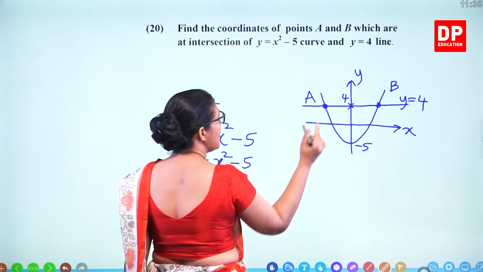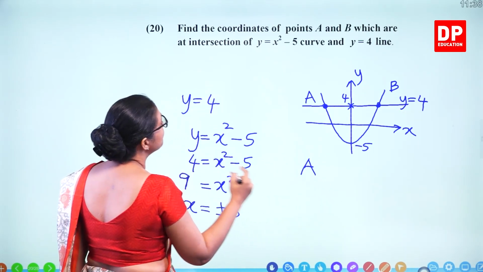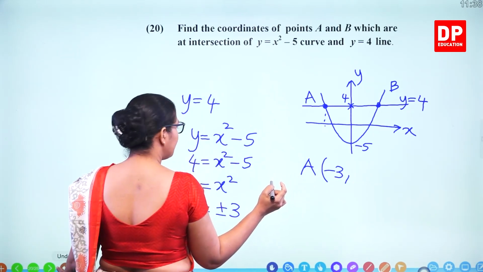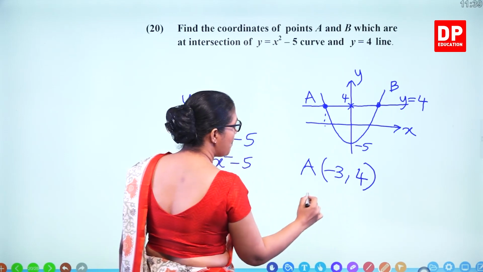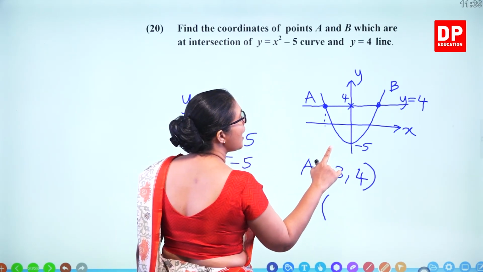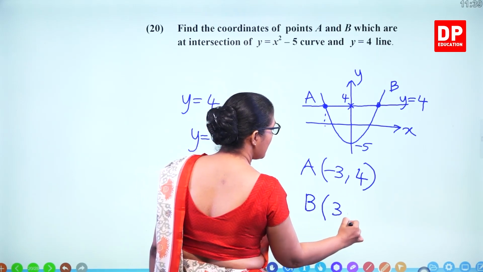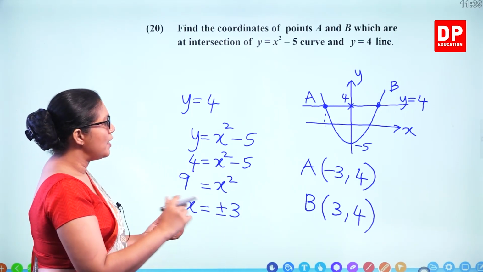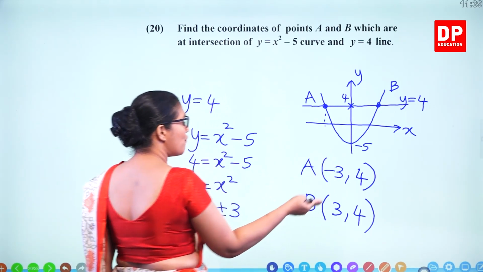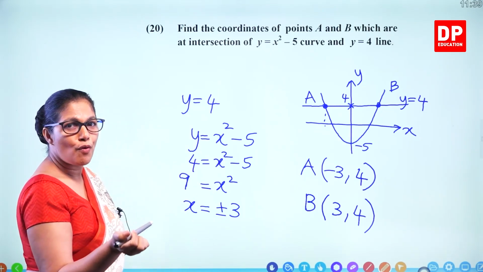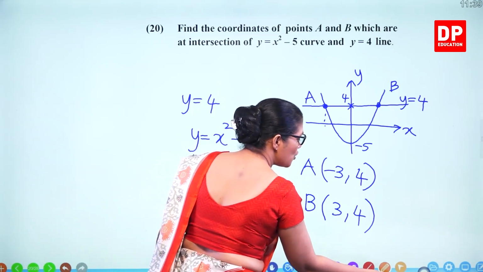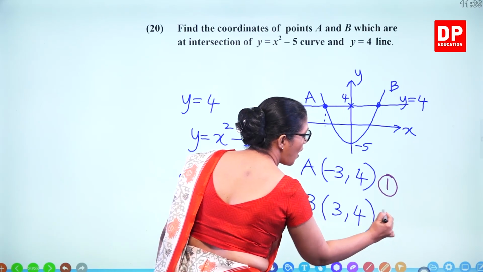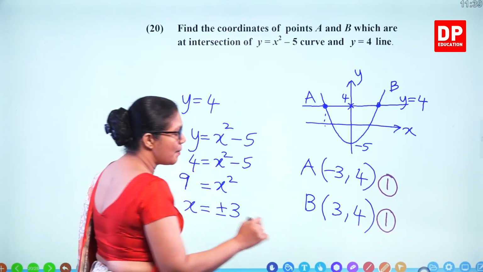So, if a is here, x value is minus 3, y value is 4. If the other point is b, b can be plus 3 and 4. It's not given which one is a and which one is b. You can switch. A can be 3, 4, with b being minus 3, 4. So, only x values are changing, but y values are not changing. So, you get 2 marks, 1 mark here and 1 mark for the other part.